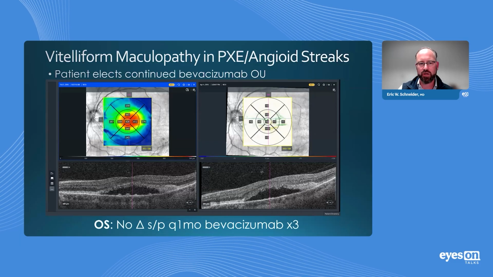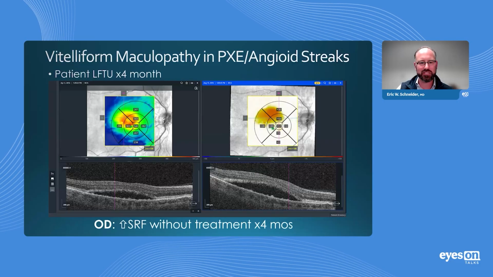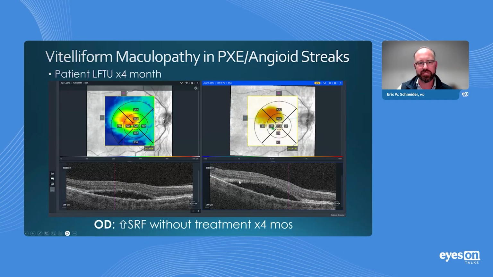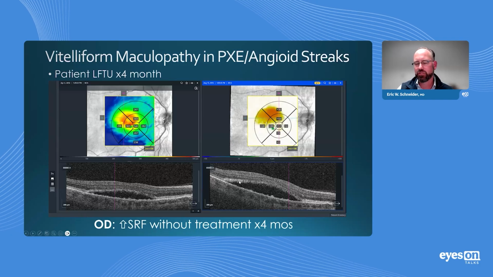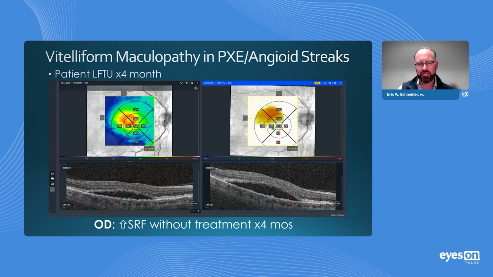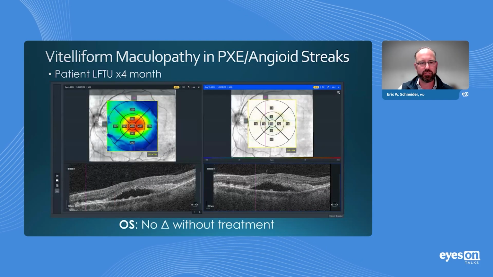Just to drive this point home, this patient was luckily, at least for my case, lost to follow-up for 4 months. And so they had no treatment, and we see a corresponding increase in that area superiorly in the vitelliform lesion in the right eye, corresponding to increased exudative subretinal fluid. However, without treatment for 4 months in the left eye, we see no change.